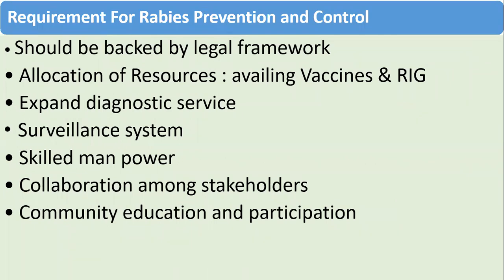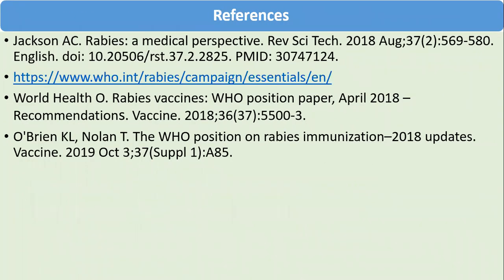Requirements should be backed by the legal framework, government allocation of resources, expanded diagnostic services, surveillance systems, skilled manpower, collaboration among stakeholders, and community education and participation for effective rabies control. These are the references for my presentation for today.